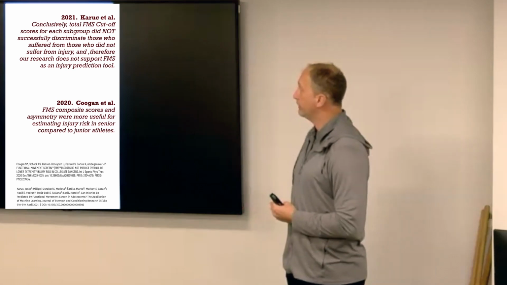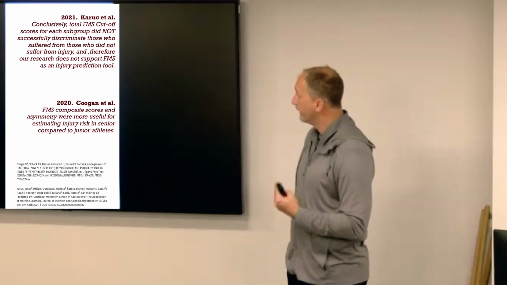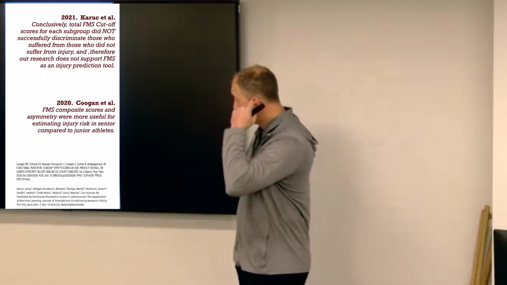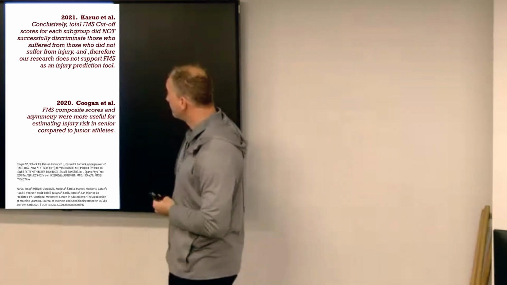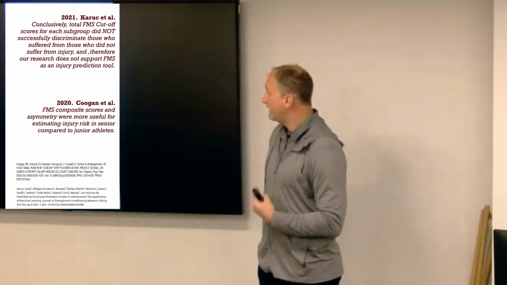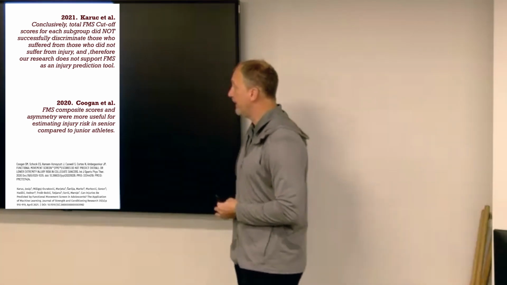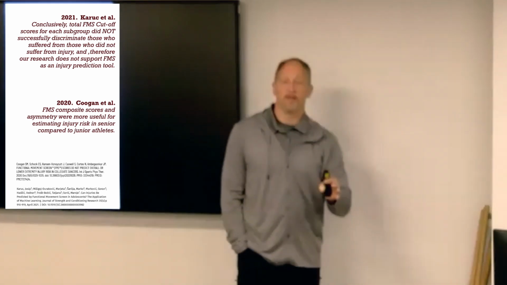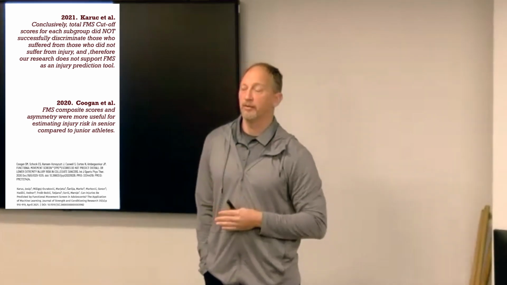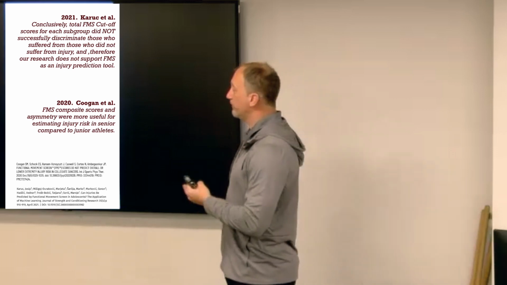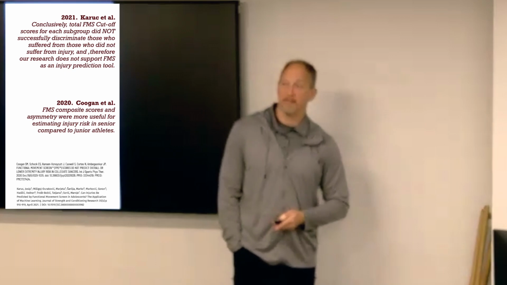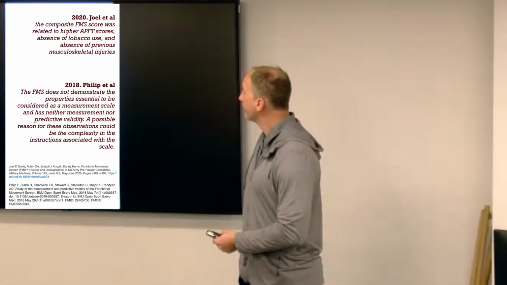A 2021 study does not discriminate between those who suffered injury and those who didn't, and does not support the FMS as an injury prediction tool. A 2020 study found composite scores and asymmetry were more useful for estimating injury risk in senior athletes compared to junior athletes. Not the overall FMS, just is there a difference left side to right side? So we can get an idea if there's a difference left to right, but that still doesn't support it as a prediction tool for injury.